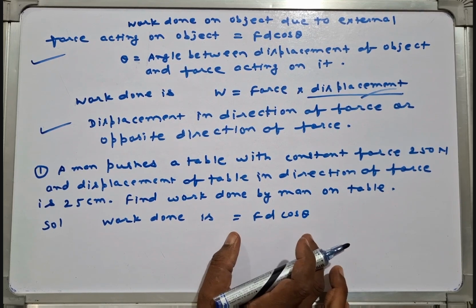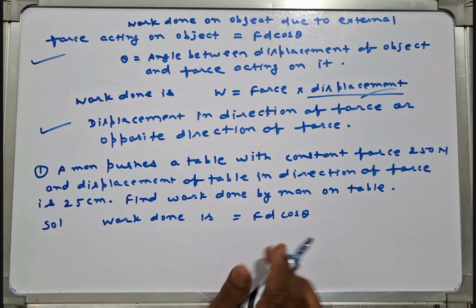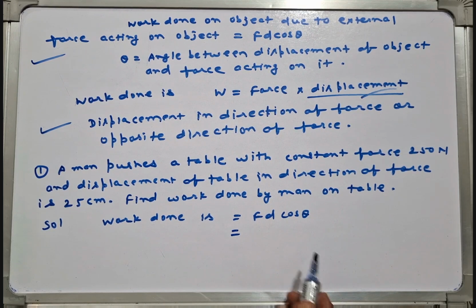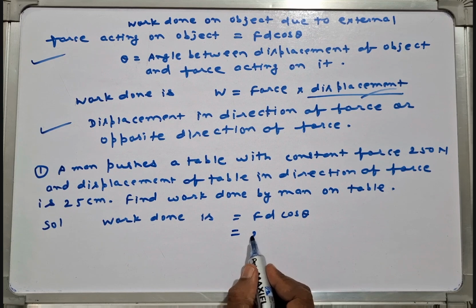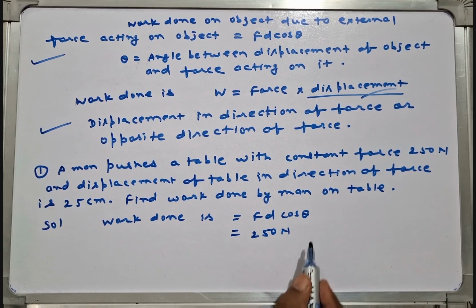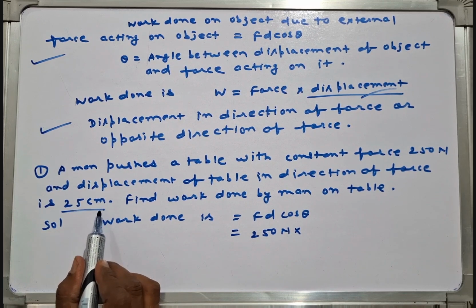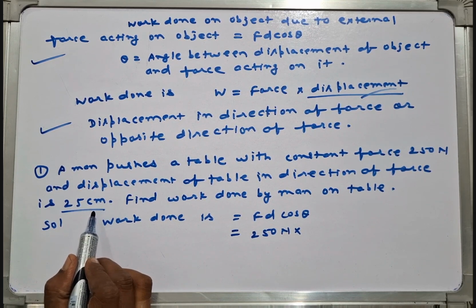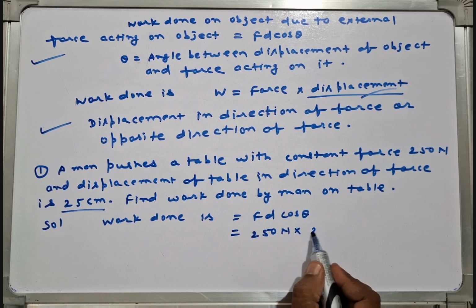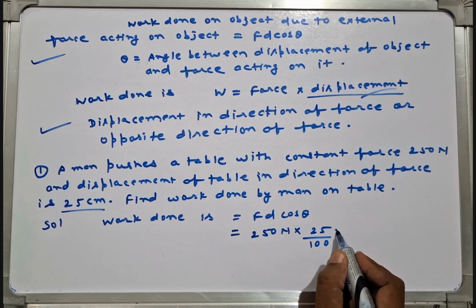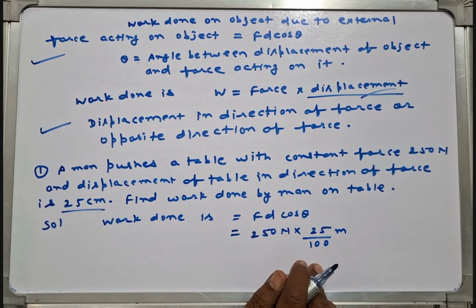Okay, so here you can say, sir, we can write force 250 Newton, but you have to care about the unit of displacement, which is in centimeter, so the SI unit of displacement is in meter, so we divide it by 100.